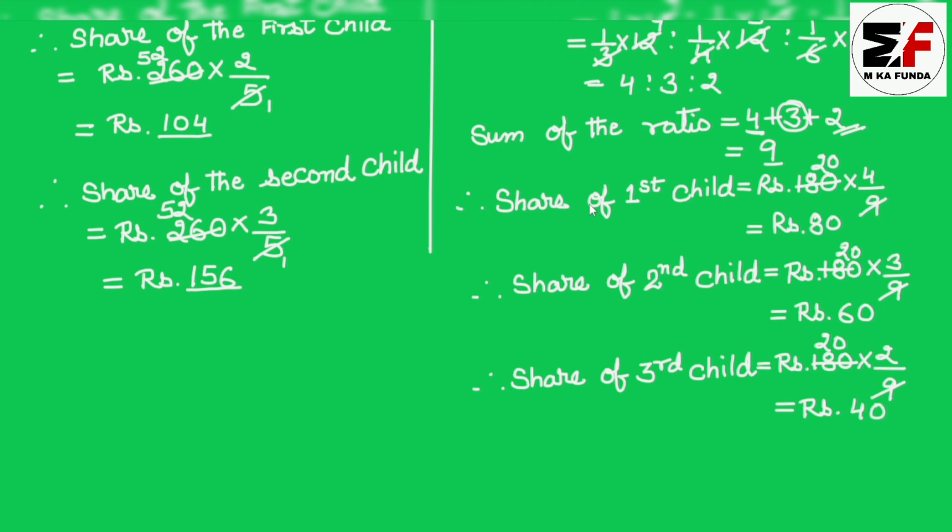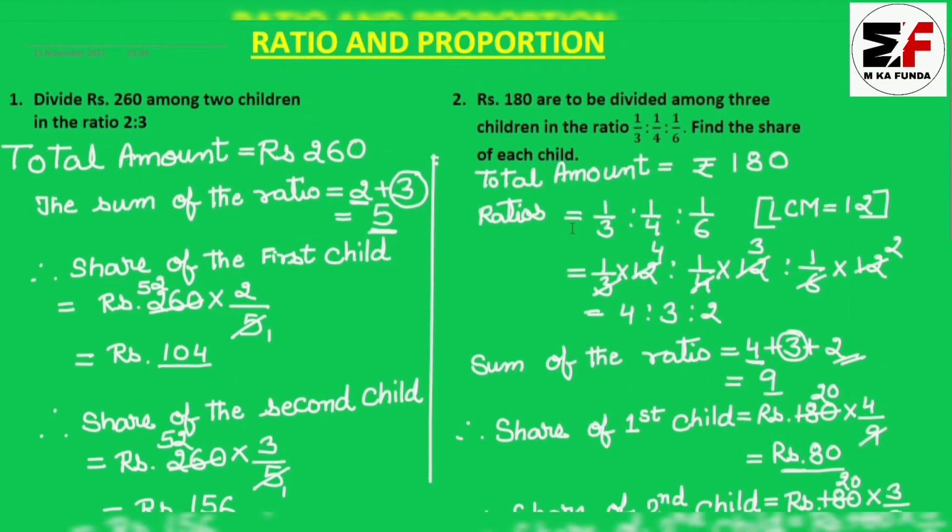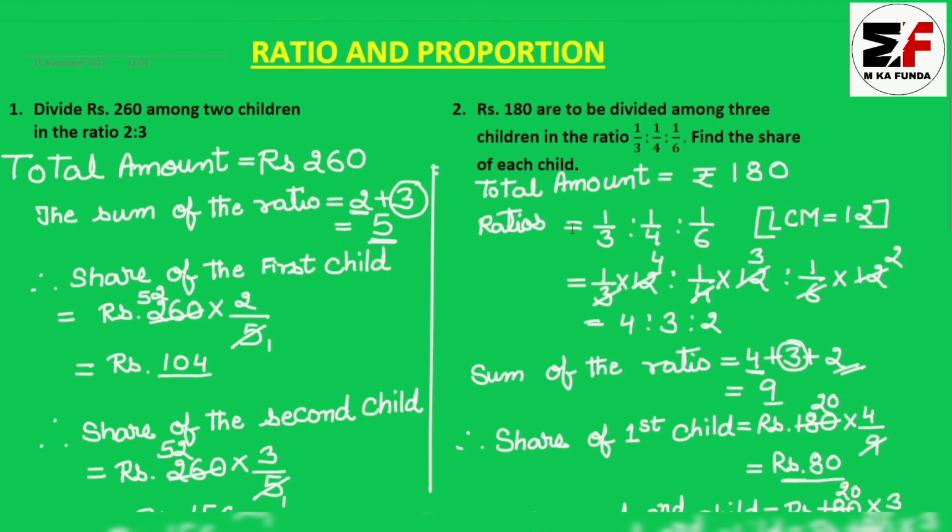Now as I've told you how to check your answers, let's add these three. Rupees 80 plus rupees 60 is becoming rupees 140, and another rupees 40 is coming up to the total rupees 180, which is exactly equal to the total amount. Means our answer is correct.